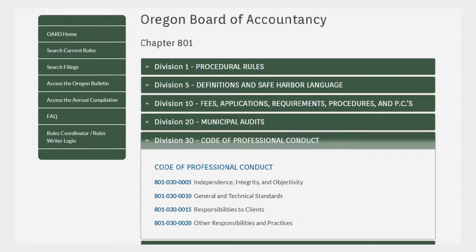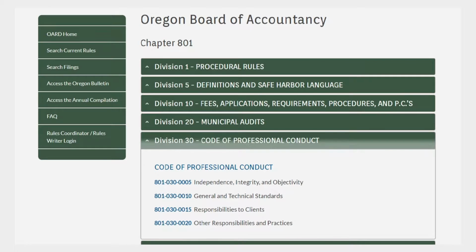So let's get started. The Oregon Board of Accountancy Guidelines can be found on the Oregon Administrative Rules website. It is Chapter 801, and Division 30 is the sub-chapter that is devoted to ethics. So today we will be looking at, as you can see on the screen, 5, 10, 15, and 20, which are the subheadings devoted to ethics. Independence, integrity, and objectivity is number 1. The second is general and technical standards. The third is responsibilities to clients, and the last is other responsibilities.